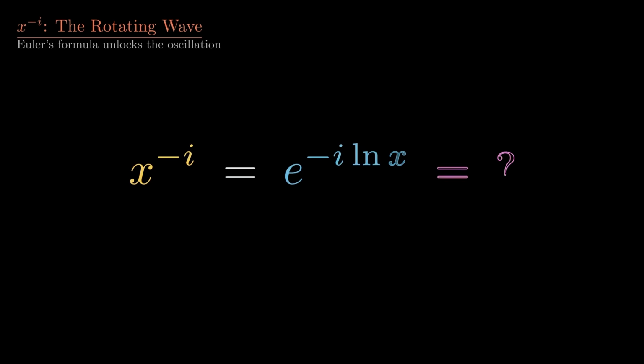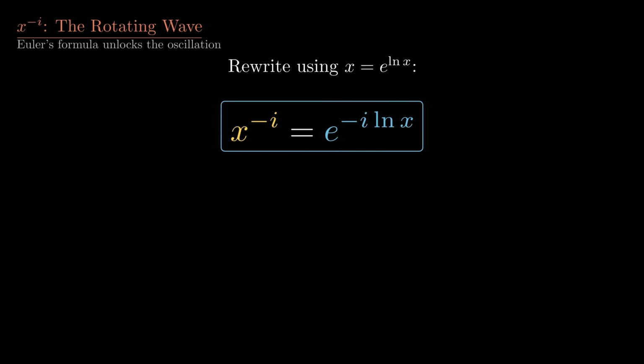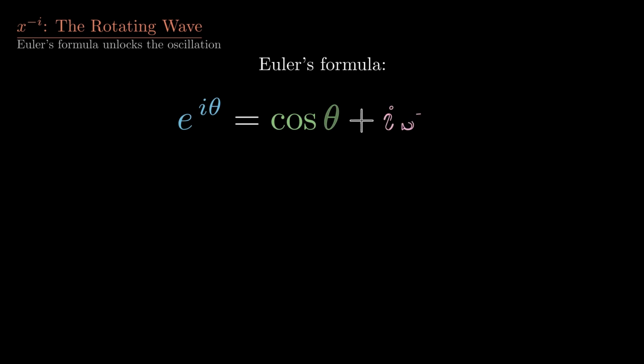We ended the last section on a massive cliffhanger. What exactly is x to the power of negative I? First, we can rewrite the base x using the natural exponential. X is just e to the natural log of x. Raising a power to a power multiplies the exponents. This new format is the perfect setup for Euler's formula, which connects complex exponentials to trigonometry.